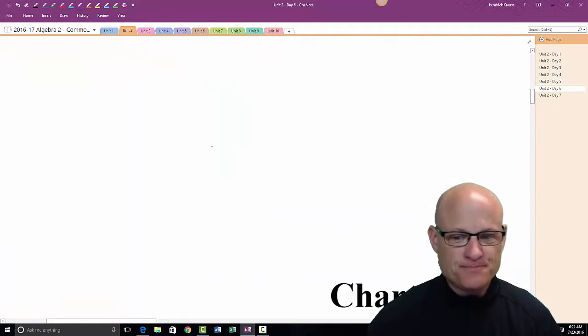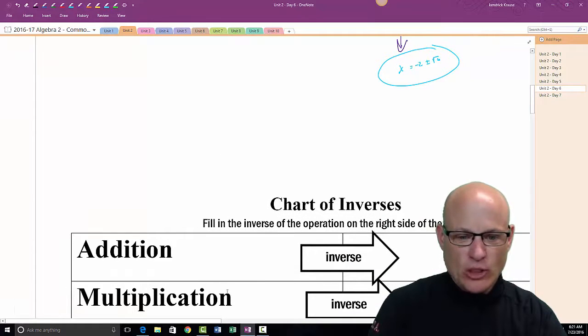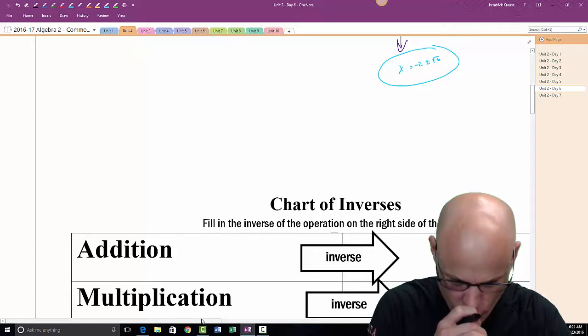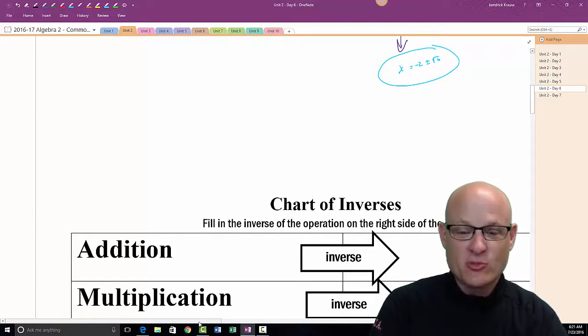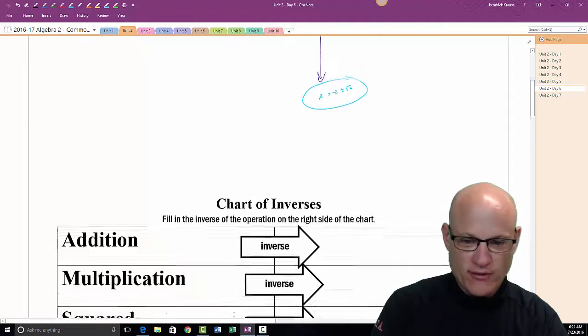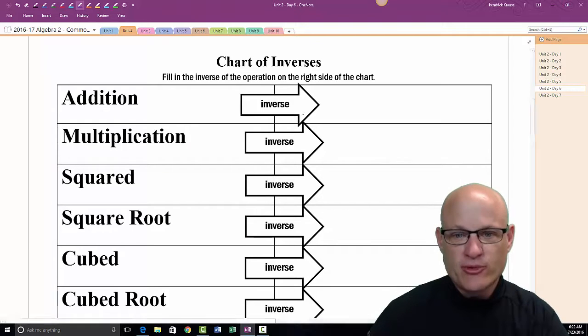All right. Where are we? Oh, I got to minimize this a little bit. We're going to the chart of inverses. This is why I teach math, because I don't have one of those radio voices, because that would be really cool if I had a radio voice. So I'll fly through these, and then we'll just keep talking.